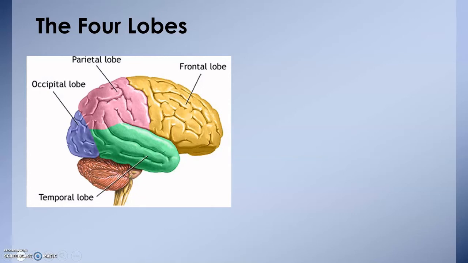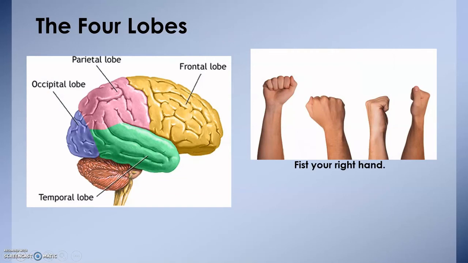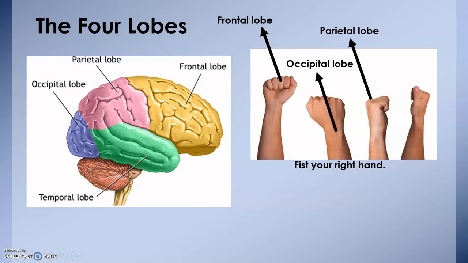Now, for easy learning, make a fist with your right hand. Roughly speaking, the bends in your fingers represent the frontal lobe. Your knuckles represent the parietal lobe. Your wrist area represents the occipital lobe. And your thumb represents the temporal lobe of the left hemisphere.